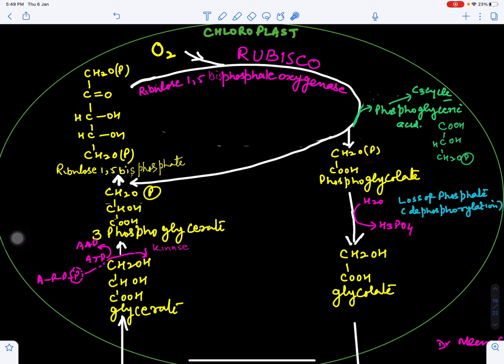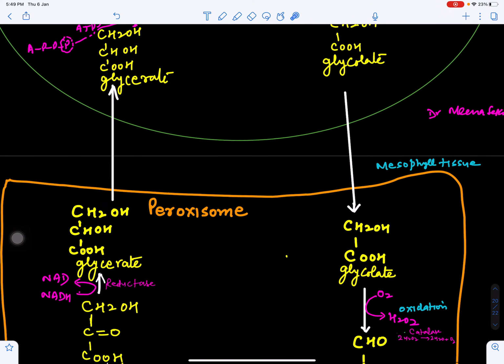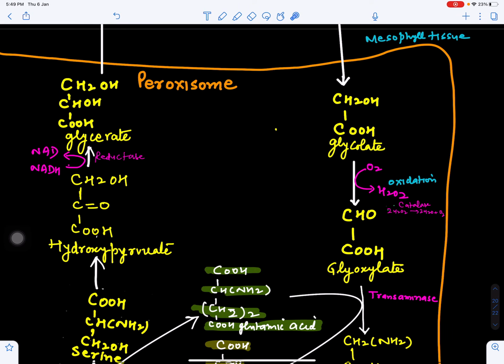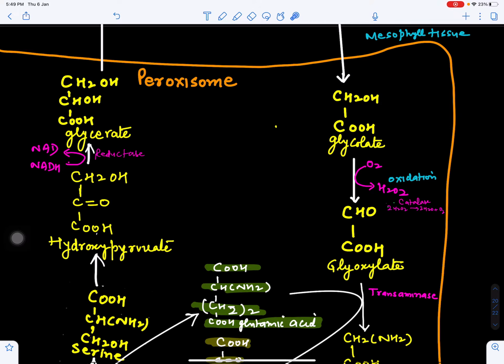Now this will be accepted by water, and when this loses phosphorus, then this phosphoglycolate will get converted to glycolate. Now when this has been converted to glycolate, it will enter into another cell organelle, the peroxisomes in the mesophyll tissue, right? Now in the peroxisomes, this glycolate will be oxidized. This is called oxidation in the presence of oxygen.